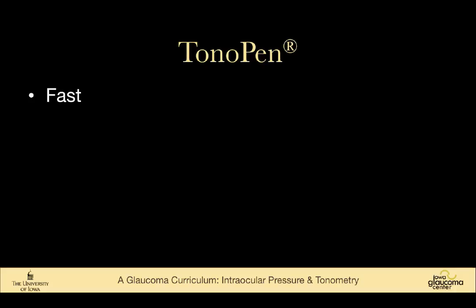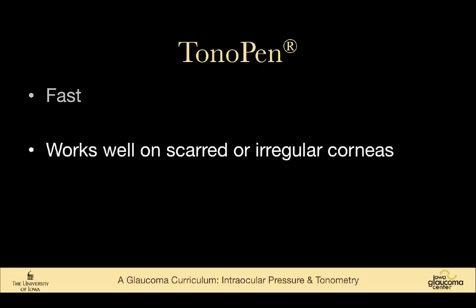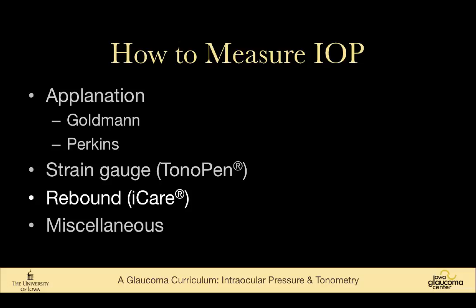Tonopen has the advantage of being very fast. It works well on scarred or irregular corneas, so it's often the tonometer of choice in the cornea clinic. In our department, the retina clinic uses it again because it's fast, it's easily cleaned, and the tips are easily disposed of.